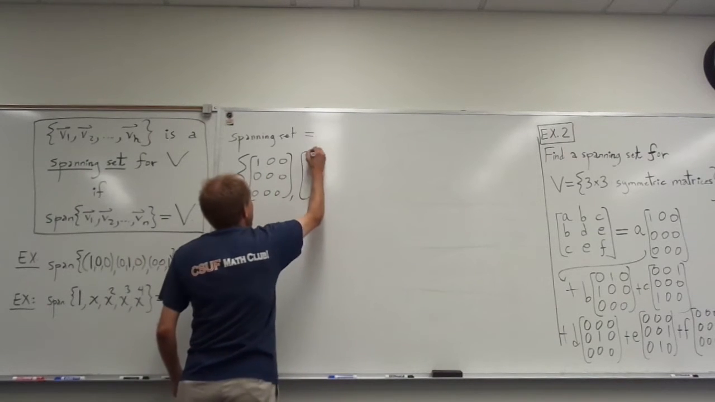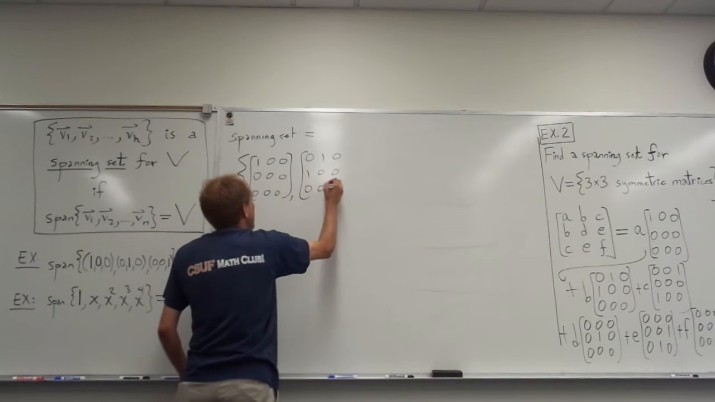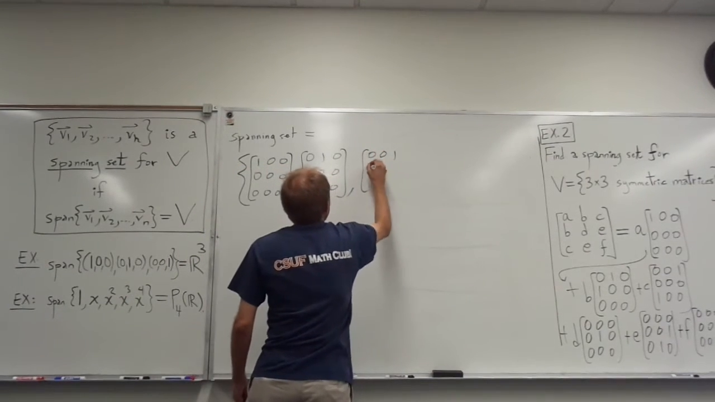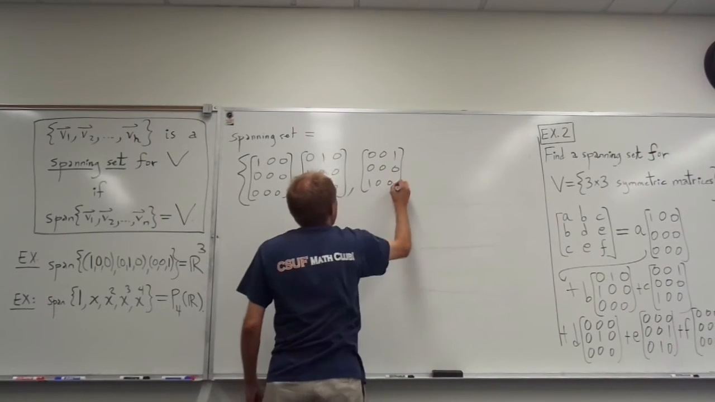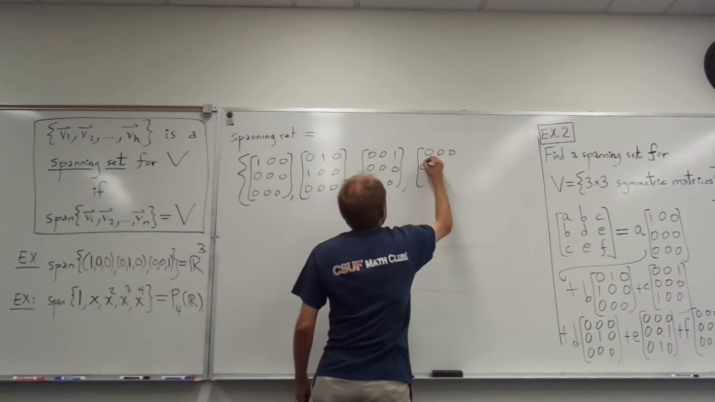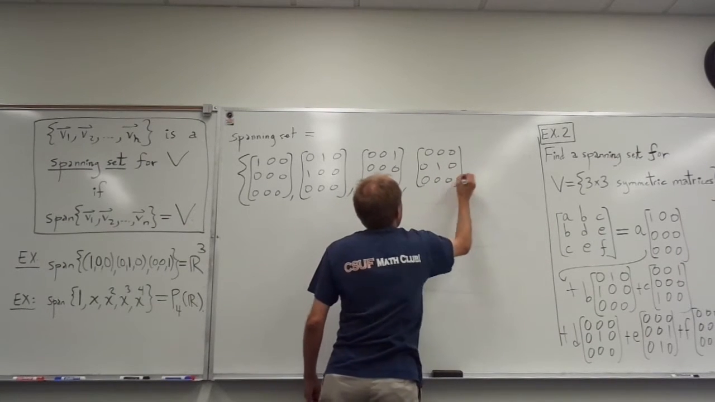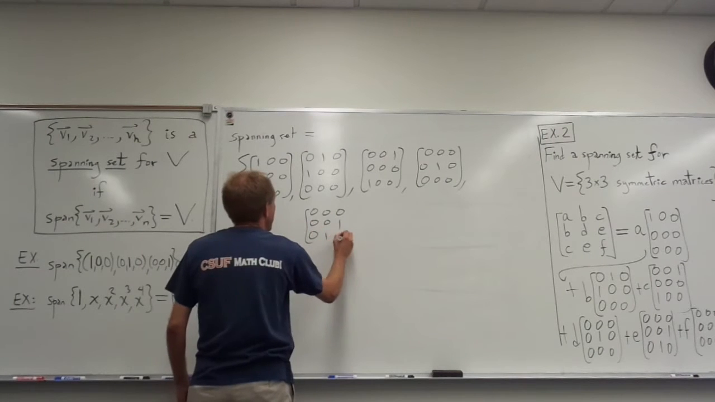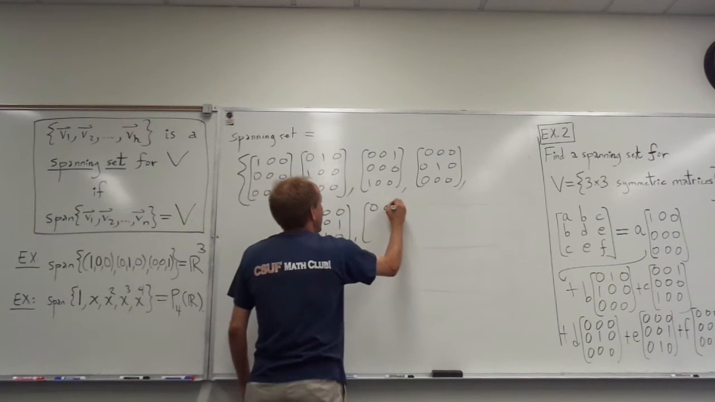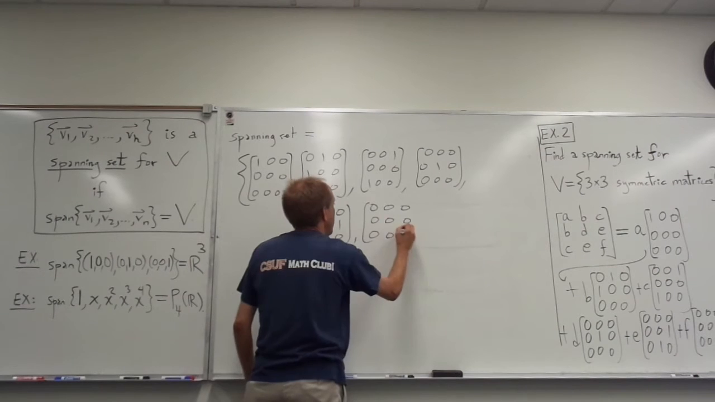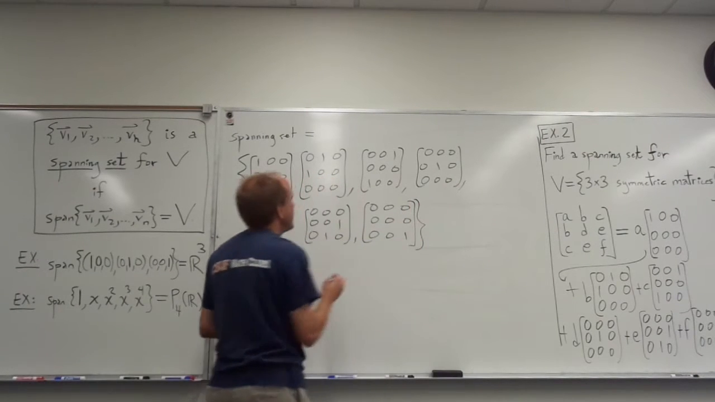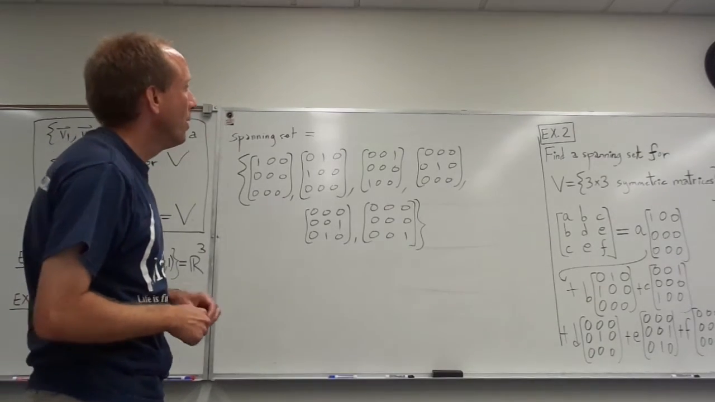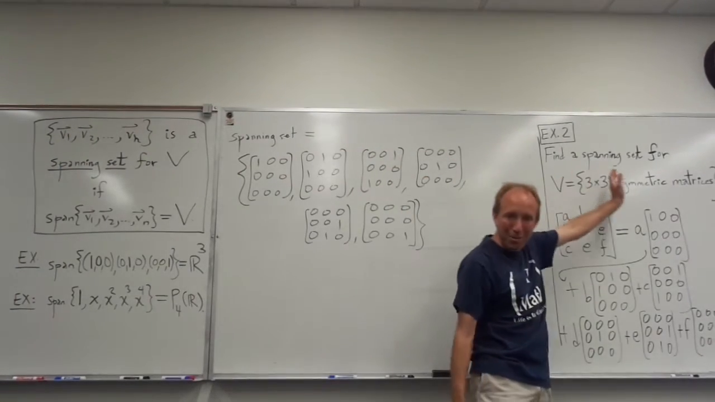Then the next matrix, I'll do this really quickly. You can always fast forward me if this is too boring for you. All right, so I just have to write all of these down. The next one would be that. And then I have two more to go. 0, 0, 1, 0, 1, 0. And the last one is this one right here. Okay, so we have 6 matrices in the spanning set for all of the 3 by 3 symmetric matrices.